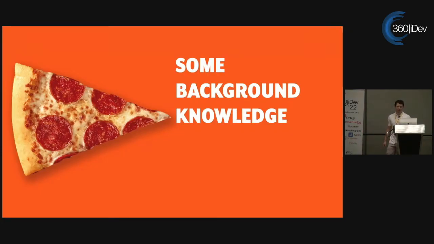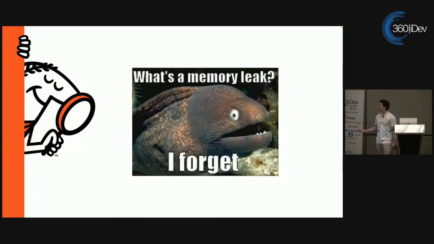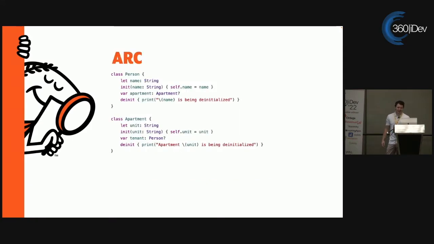So let's start with some background knowledge. Sometimes when we talk about memory leaks, you might be like, what's a memory leak? Or I forgot. So just a quick refresher. So does everybody know what ARC is? Quick show of hands. Everybody knows? Okay, yeah, so ARC is just automatic reference counting. So usually Swift does this for us under the hood. We don't really need to think about it, it just happens, and we're glad that it works.